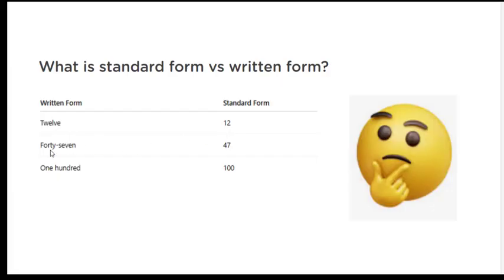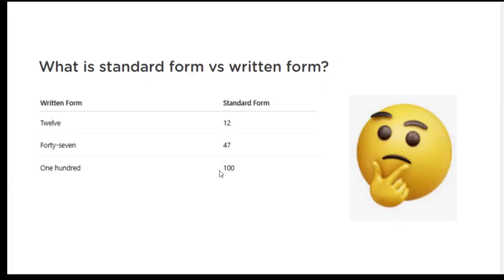Over here we have 47. 47 has the hyphen because it's in between 21 and 99. Then we put the hyphen. Standard form over here, it's written out in digits, 4 and 7. And then we have 100. Notice there's no other place values, just 100.